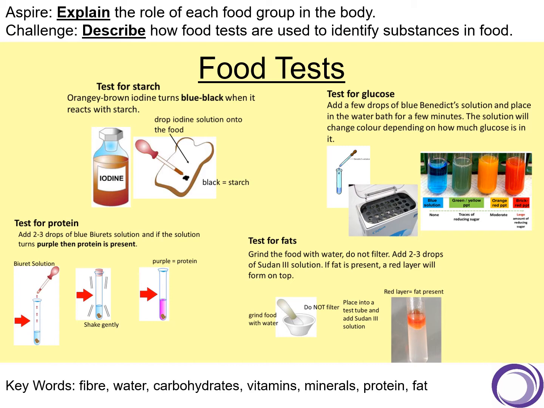Then the test for the protein food group is you add 2 to 3 drops of blue biuret solution. And if the solution contains protein, then it will turn purple. And then the test for fats is we grind the food with water. We do not filter this one though. We add 2 to 3 drops of Sudan 3 solution, and if the fat is present, a red layer will form on the top of the solution.